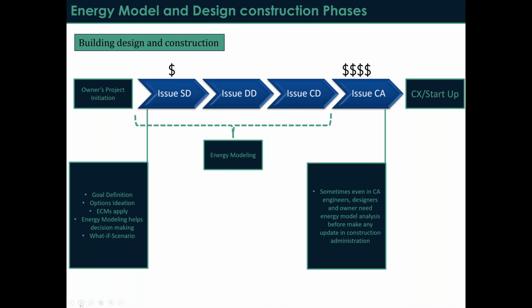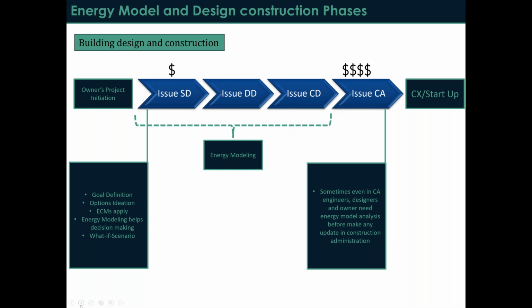So owner's project initiation, there are schematic design, design development, construction design, and construction administration. This is the general and overall processes and phases of construction. Energy modeling for building design and construction, new design, will start from the early design, from the pre-design event to schematic design, all the way to the CD, and sometimes even if there are updates, if there are new decisions going on, it can continue to the CA.